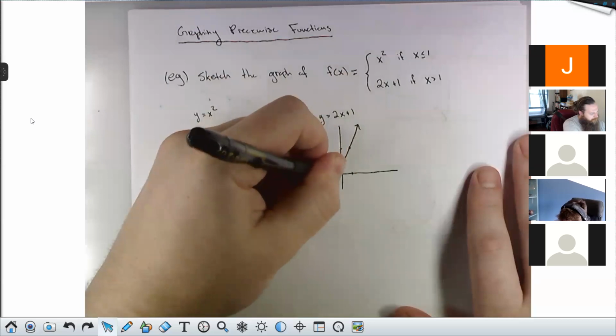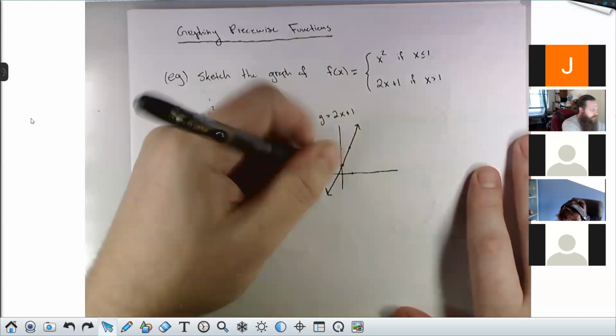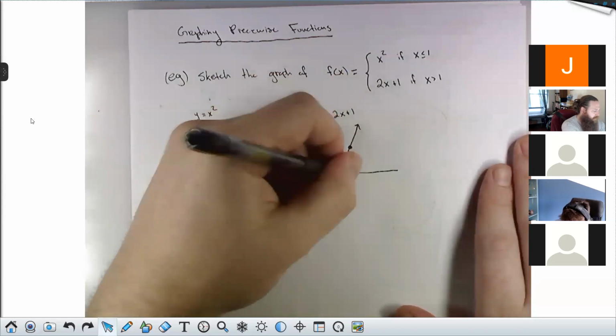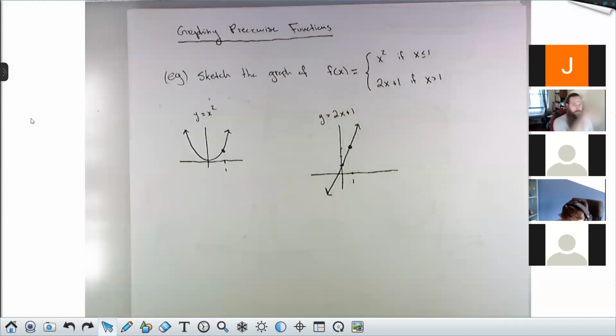So that piece looks like this. And again, I'm going to emphasize the point here at x equals 1. Now, the way I'm going to cut these up and glue them together to get the graph of my piecewise function is to take the 2x plus 1 graph and throw away any part that doesn't have x being greater than 1.